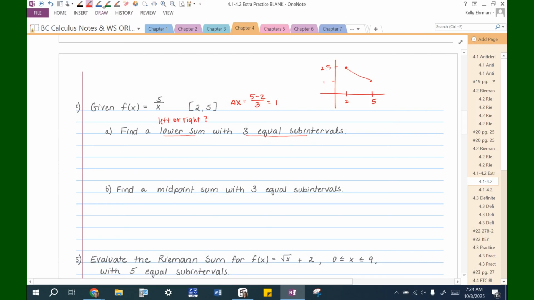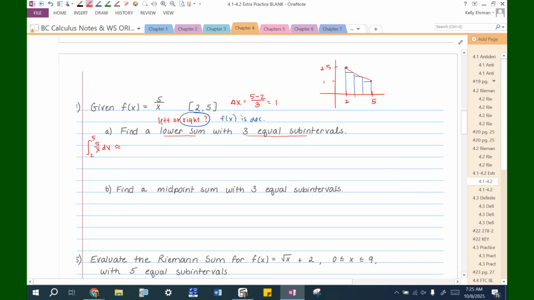So which one's going to be the lower sum? Well, think about this. You're splitting this into 3 sections. If I do a left sum, all the rectangles are going to be a little bit outside of that curve. If I do a right sum, all of the rectangles are going to have a little bit of space left underneath. So it's a right sum because f of x is decreasing. So it matters what the function is doing, whether you choose left or right, if they just tell you lower or upper.